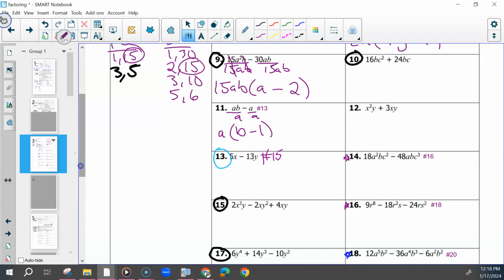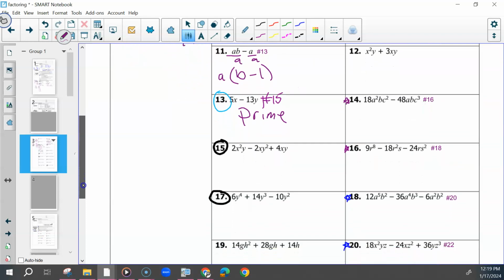Number 13. Do these have anything in common? 1. 5 is a prime number. 13 is also a prime number. The only factors are 13 and 1. They don't have any common variables, so this is already prime. This is already factored, so you wouldn't put anything else but prime. That's it. It's already factored, basically.